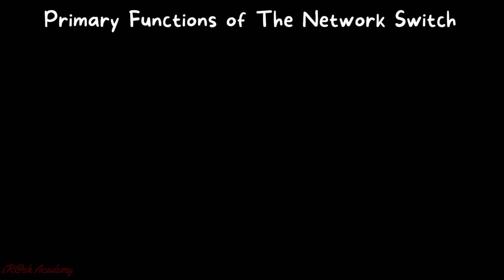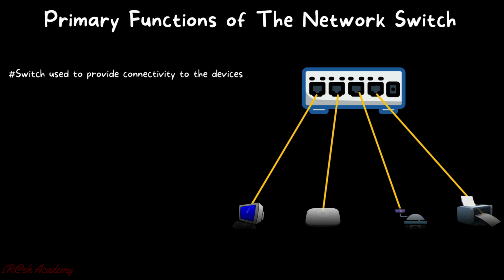Now let's discuss the primary functions of the network switch. Point number 1: a switch is used to provide connectivity to devices. Yes, one of the main purposes of the network switch is to provide network connectivity to multiple devices in that network. Devices from different manufacturers can connect to the interfaces of the network switch and communicate together. There are a lot of network protocols used by the network switch to make the connectivity between multiple devices efficient.